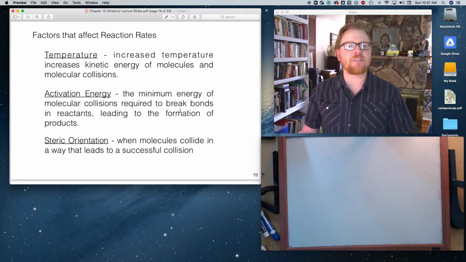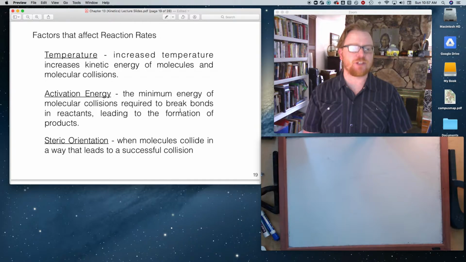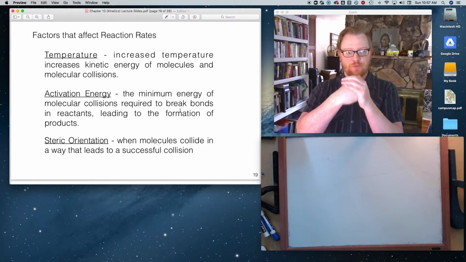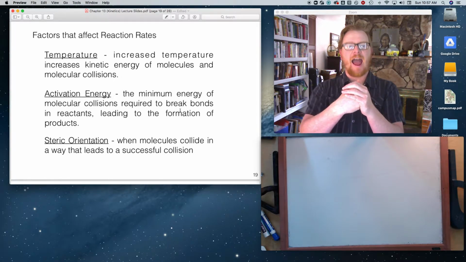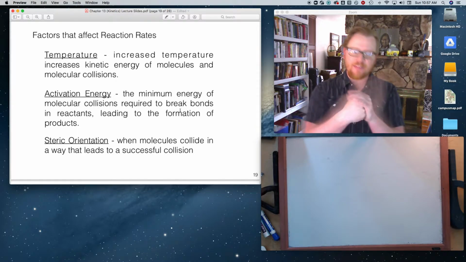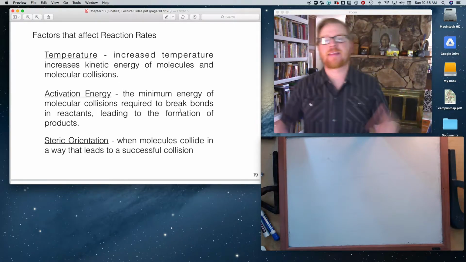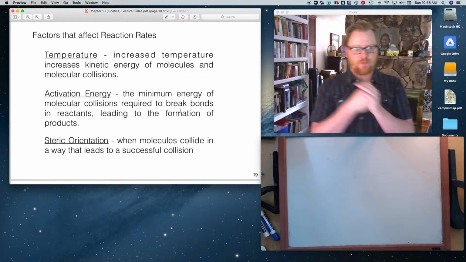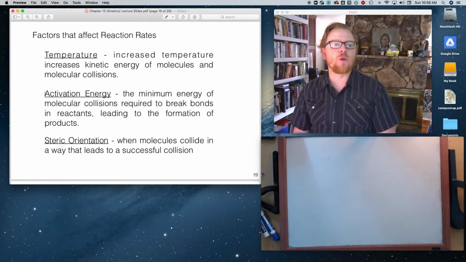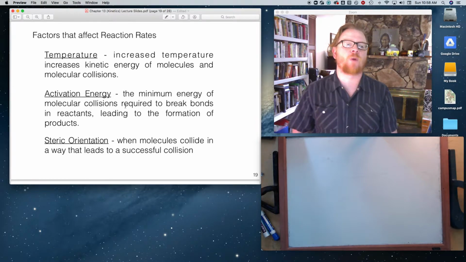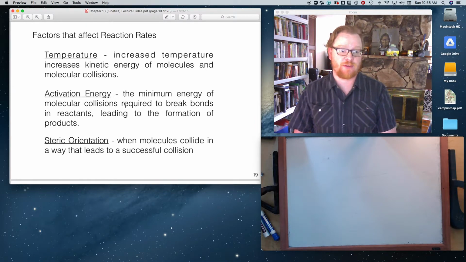Okay, so there's the activation energy. This is the minimum energy of molecular collisions required to break bonds. So if you think about it, things are going to collide with a certain force. And if they have enough energy in that collision to break bonds and go and form new bonds, then they'll go and react. But they might not have enough collisional energy to do that. So this activation energy, the energy required to break bonds and go on and react, can also limit the rate of a reaction.